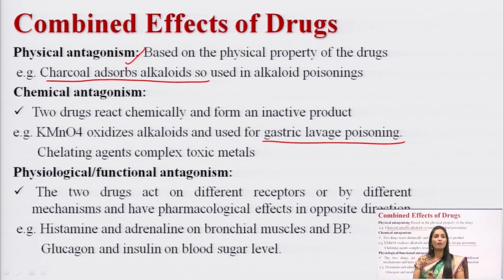Next one, physiological or functional antagonism. What is happening here, students? Here two different drugs act on two different receptors with two different mechanisms, and they antagonize the action of each other. For example, if I am talking about two drugs like histamine and adrenaline, the receptors of histamine are different from the receptors of adrenaline, and the action is opposite on muscle. Histamine will cause bronchial constriction, adrenaline will cause bronchial relaxation. Histamine will cause vasodilation, which decreases blood pressure, whereas adrenaline causes an increase in blood pressure.